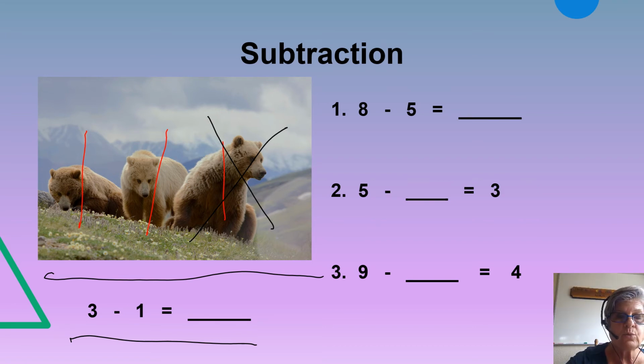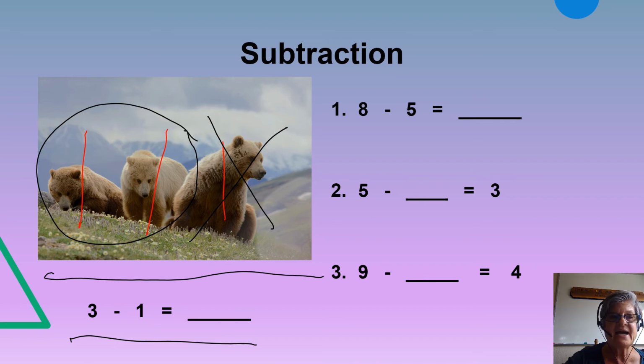3 minus 1, and I cross out 1, equals how many are left. So I need to count how many do not have an X on them. And I count 1, and 2. I have 2 bears that do not have an X on them. So 3 take away 1 equals 2.